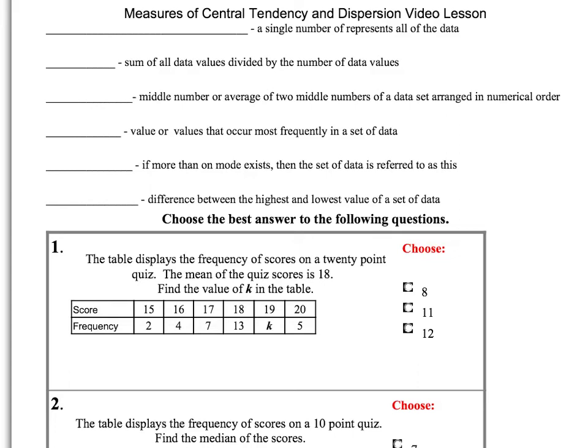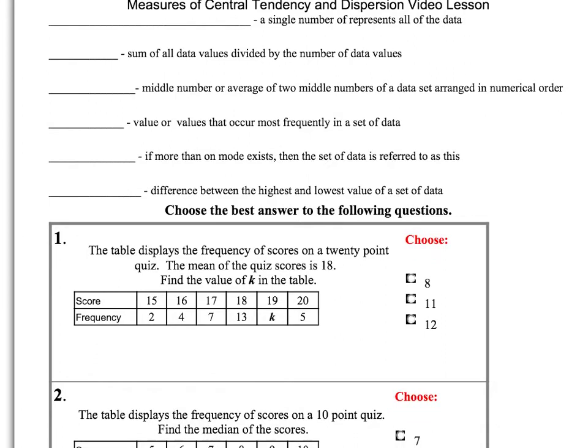Today we're going to talk about the measures of central tendency and dispersion. A single number that represents all of the data is a measure of central tendency. The next three are examples of measures of central tendency. The sum of all the data values divided by the number of data values is the mean, or the average. Okay, that's a measure of central tendency.